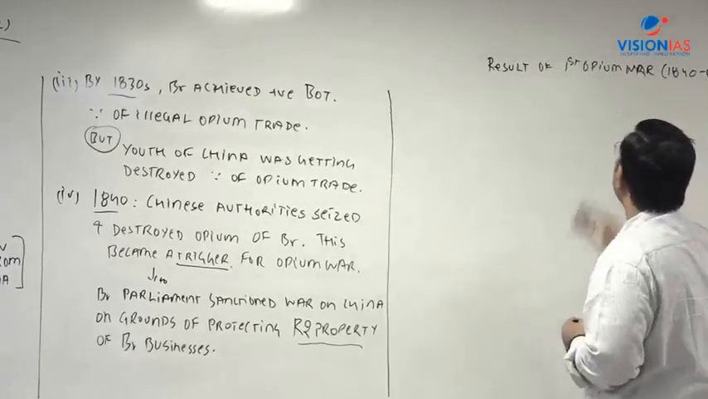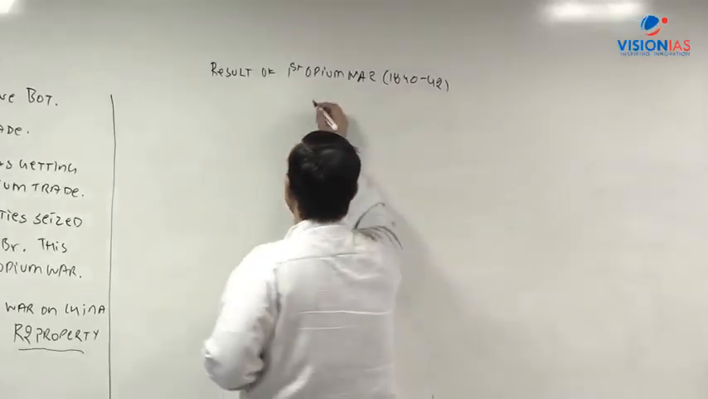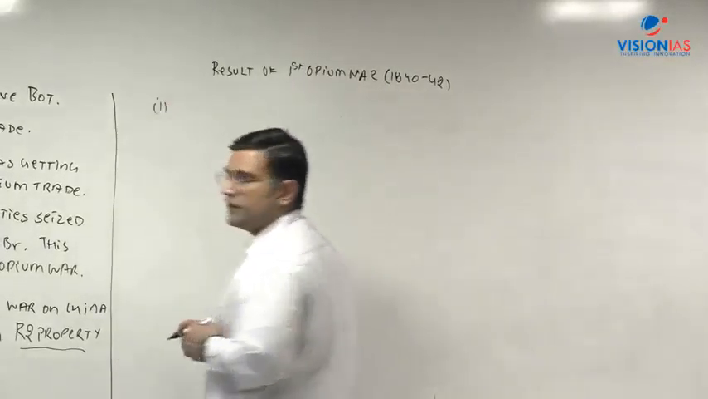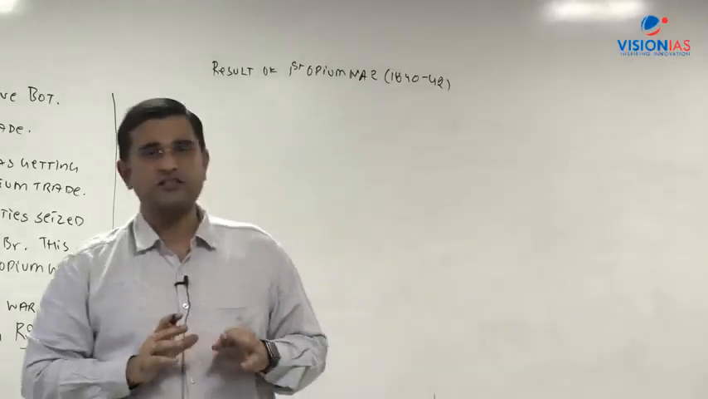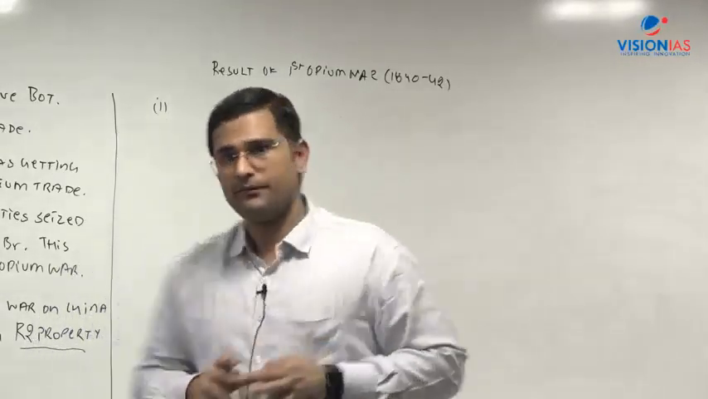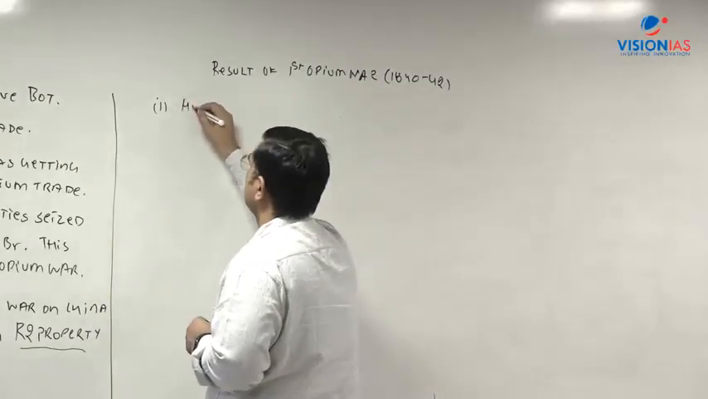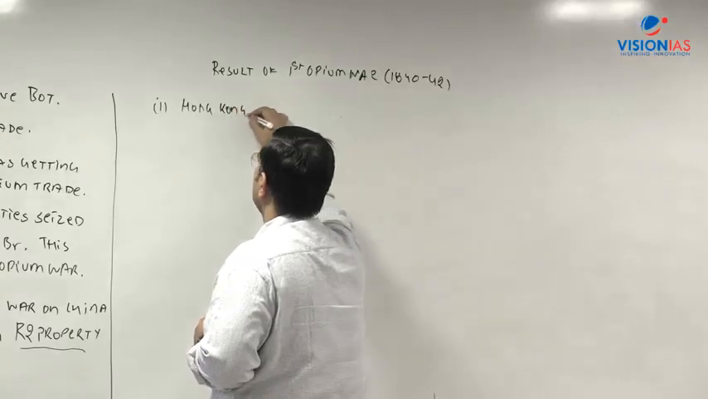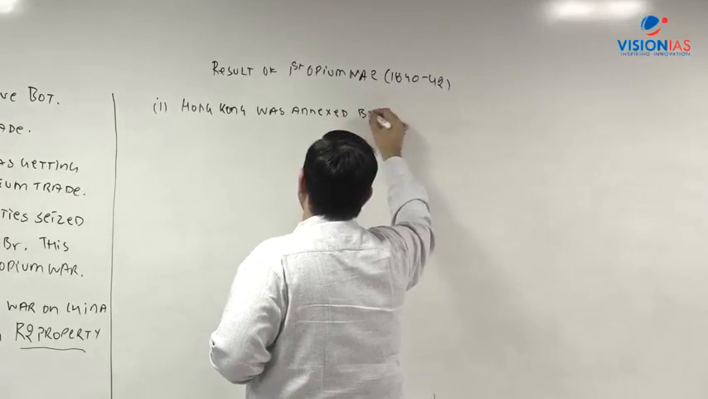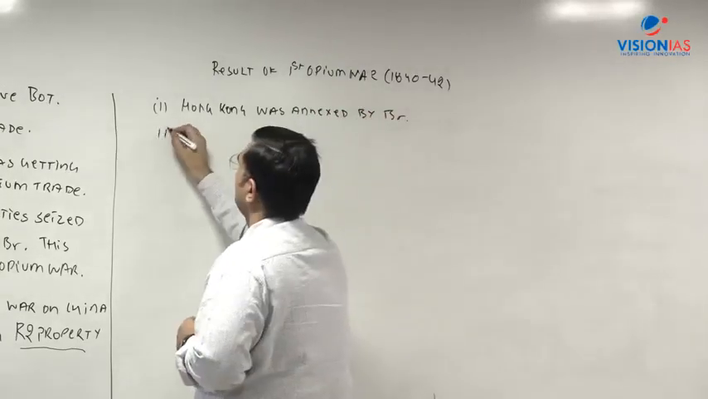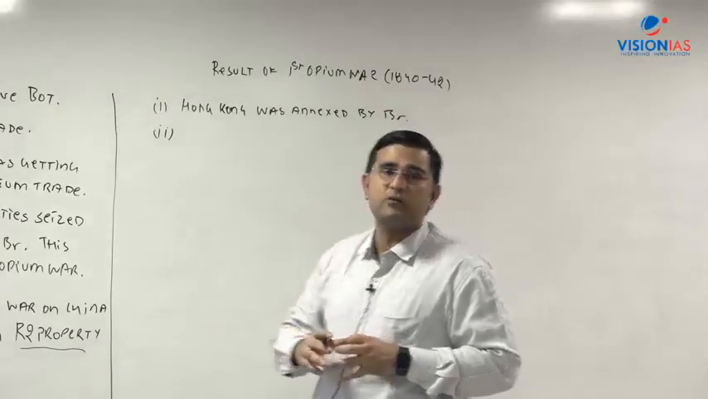Result of the first Opium War, 1840 to 42. See, a couple of things are coming in here. The first component is that the Britishers are capturing the territory of Hong Kong. So this is how Hong Kong became part of the British Empire. So first of all, they are doing some territorial annexation. Okay, Hong Kong is annexed. Second aspect is that China was opened up.